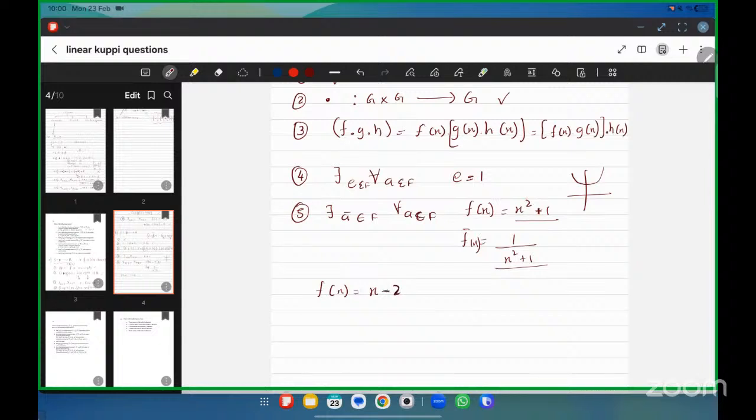Now consider the function f(x) equals x minus 2. It's one straight line. But when we consider its inverse function, the inverse is 1 over x minus 2, and it is not continuous. I think the graph should be like this. It is not continuous at x equal to 2, because when we plug in 2, we get infinity. So it is discontinuous at that point.